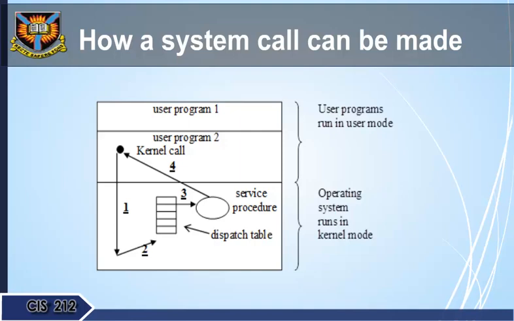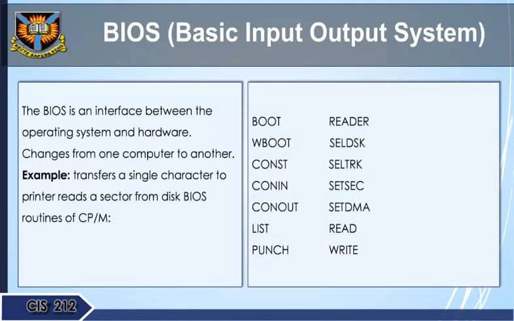BIOS, Basic Input Output System. The BIOS is an interface between the operating system and hardware, and changes from one computer to another. It transfers a single character to the printer, reads a sector from disk. BIOS routines of CP/M: boot, reader, wboot, seldsk, conout, list, read, punch, write.